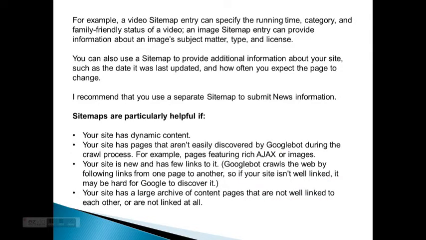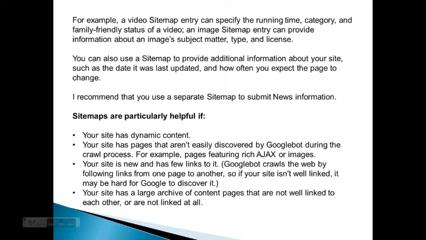For example, a video sitemap entry can specify the running time, category, and family-friendly status of a video. An image sitemap entry can provide information about an image's subject matter, type, and license. You can also use a sitemap to provide additional information about your site, such as the date it was last updated and how often you expect the page to change. I recommend that you use a separate sitemap to submit news information.